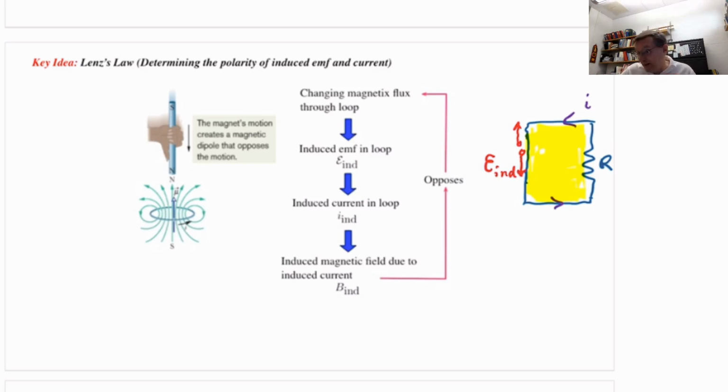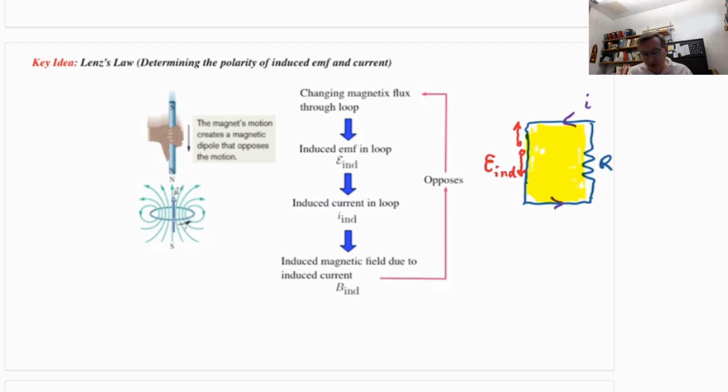The problem is determining that polarity of the induced EMF and current is a little bit subtle and takes quite a bit of practice. But it basically boils down to this: induction effect opposes any changes. Now that's a very broad way to say it, but it might be helpful to remember. This induction effect opposes any changes.